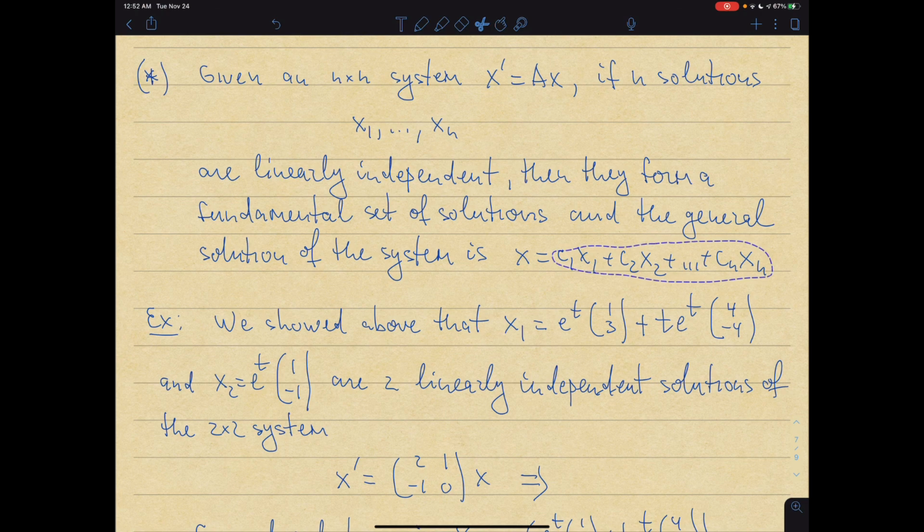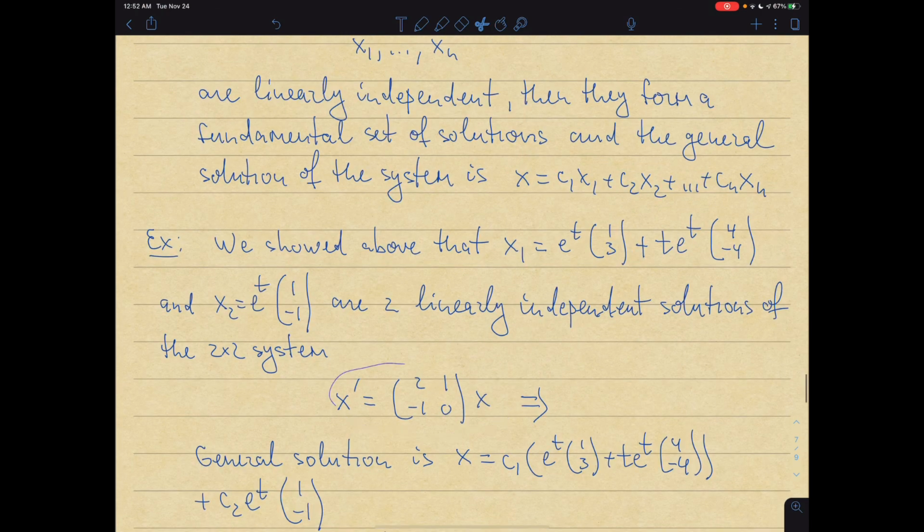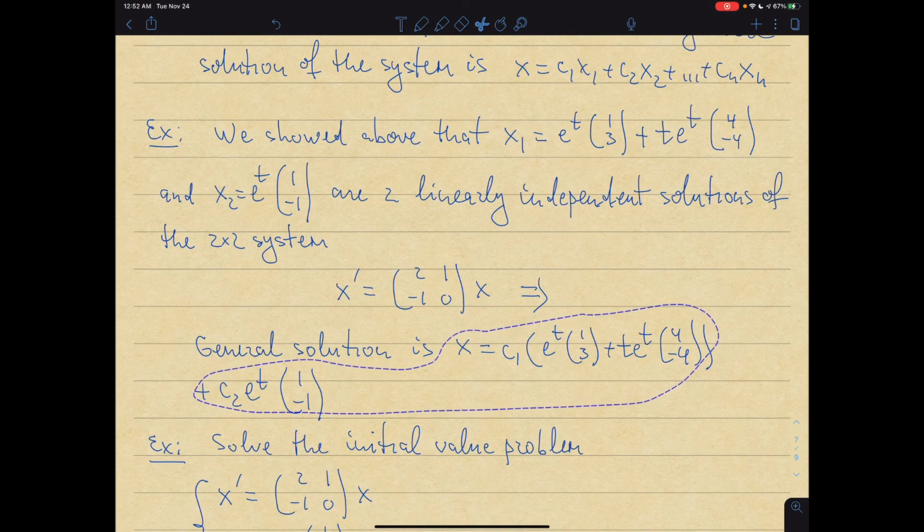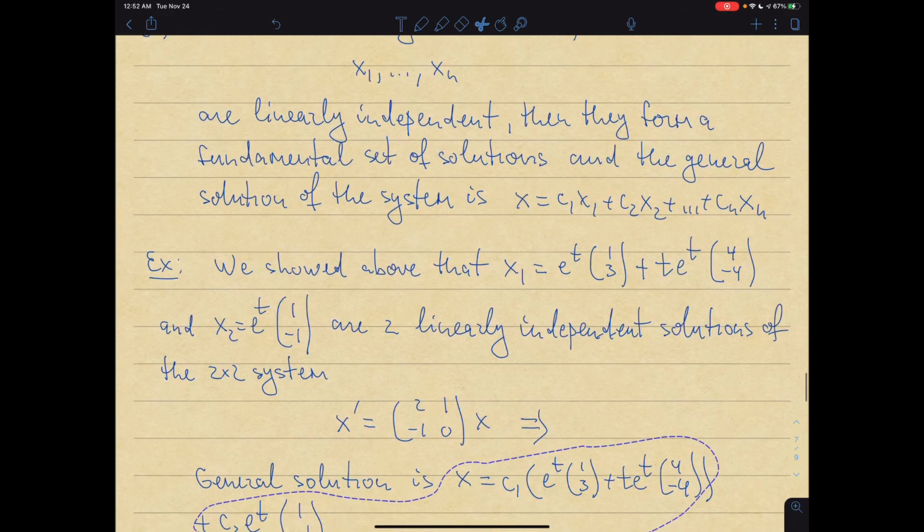And so we already verified that for this system, I have two solutions, x1 and x2. They're linearly independent, so the general solution is going to be a linear combination like this. So in order to solve an n by n homogeneous system of linear equations, I will need to find n linearly independent vector solutions like this. The theory is exactly the same as before, except that the objects are not scalar functions, but vector functions.